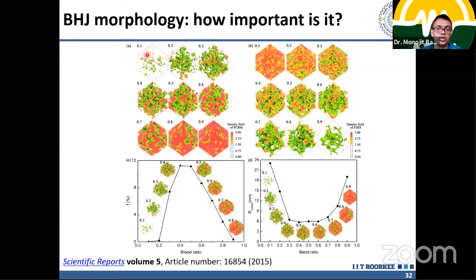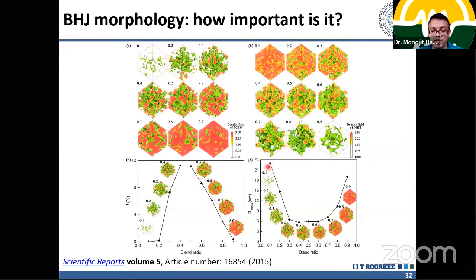If you change the donor and acceptor ratio, you can create a different kind of morphology. So this is with 0.1 to 0.9 donor acceptor ratio. This is donor, this is acceptor. You can see how the morphology changes from this. Somewhere around 0.4 to 0.5, you get the maximum fraction of the two materials, right? And this is some sort of domain size, and around 0.5, 0.4 to 0.6, we get the minimum domain size as it goes this way and this way on either side.